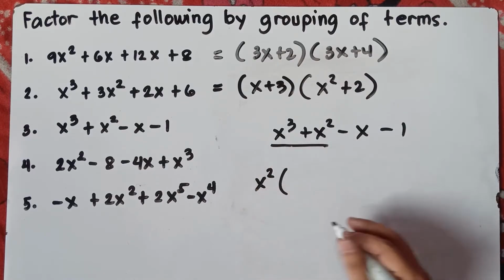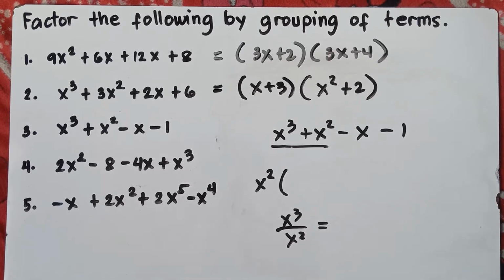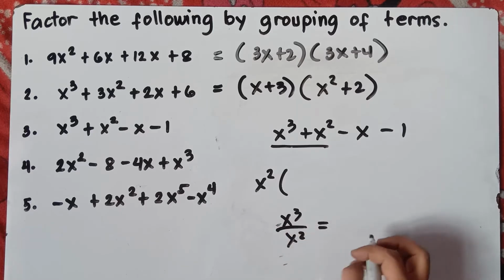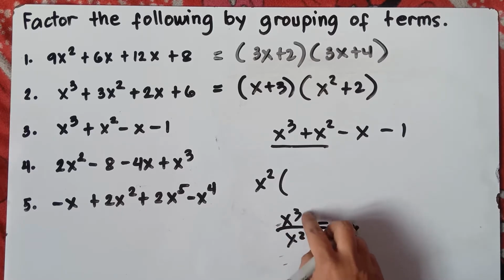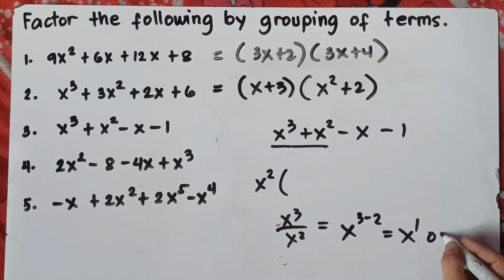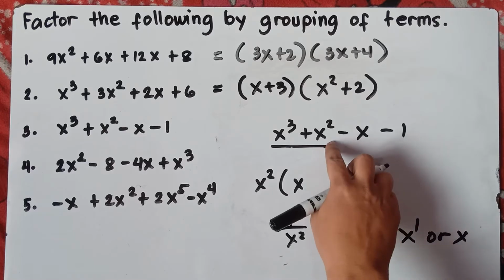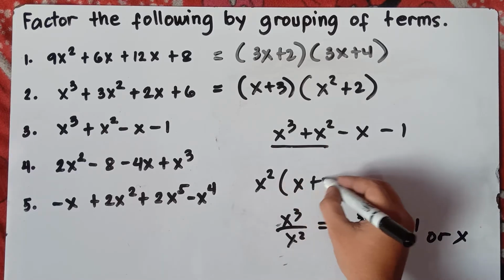Then you divide. x cubed divided by x squared equals, so once again, if you're dividing polynomials, you copy the base, copy x, then you subtract the exponent, 3 minus 2. That would be x raised to the power of 1, or x. So that would be x. And then x squared divided by x squared, that would be positive 1.